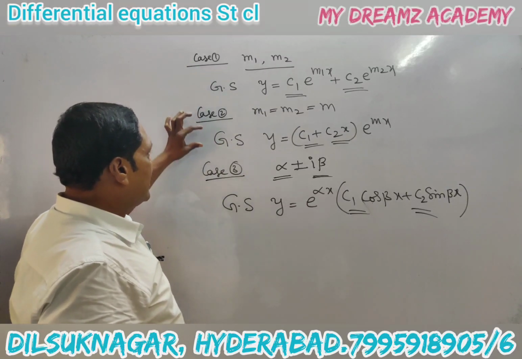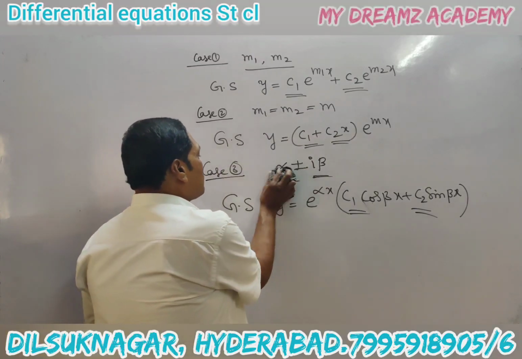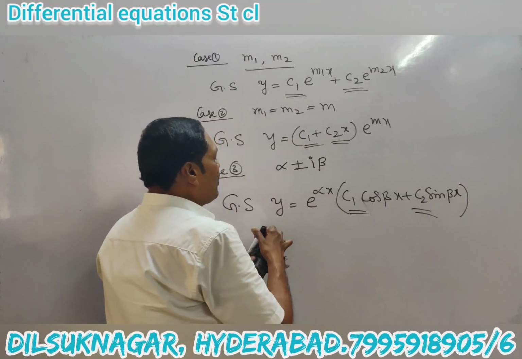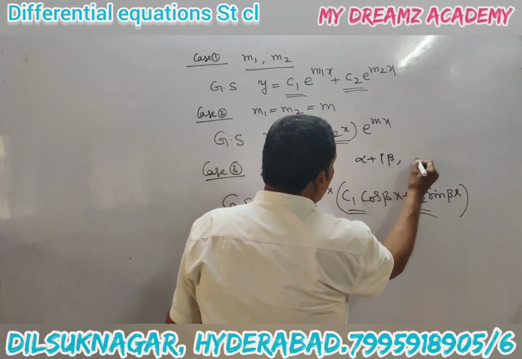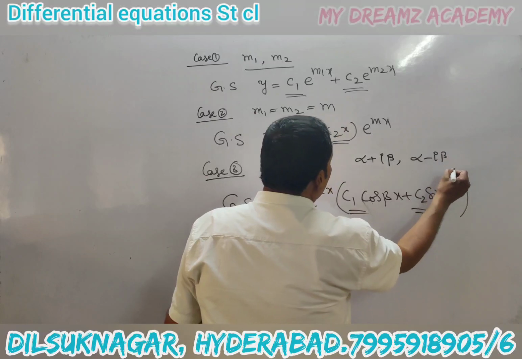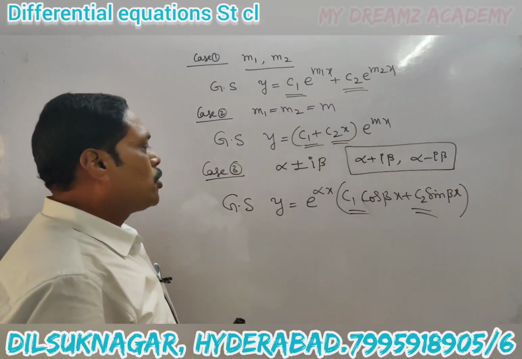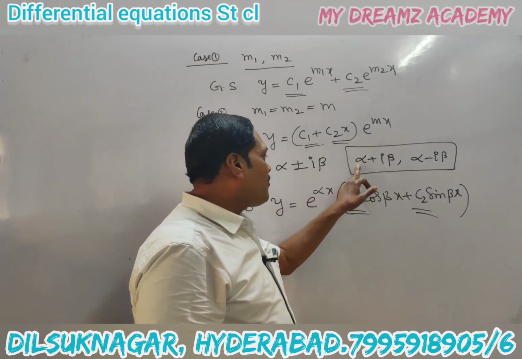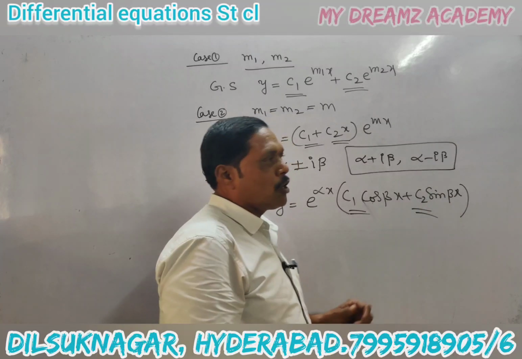m1, m2 different; m1, m2 same; m1, m2 complex conjugate. That means one root is alpha plus i beta and another root is alpha minus i beta. In this, alpha is the real part, beta is the imaginary part. Don't take beta as negative. Alpha may be positive or negative, but beta you should take as positive.